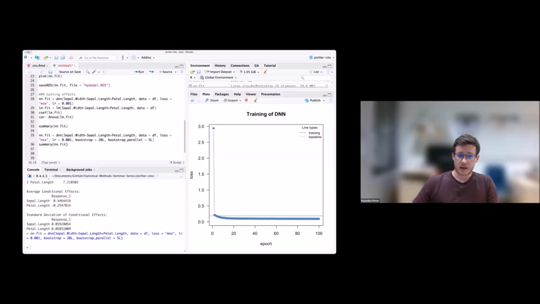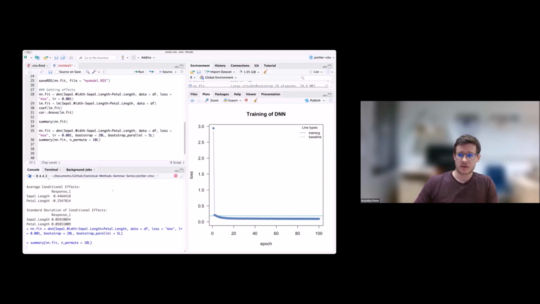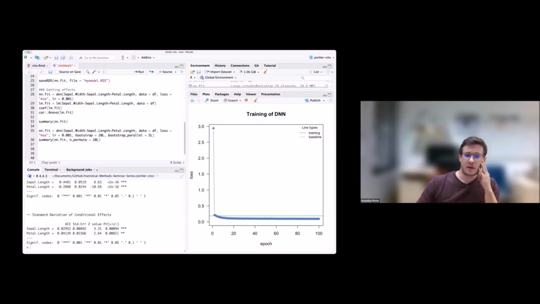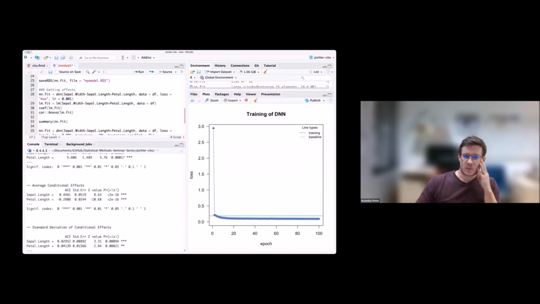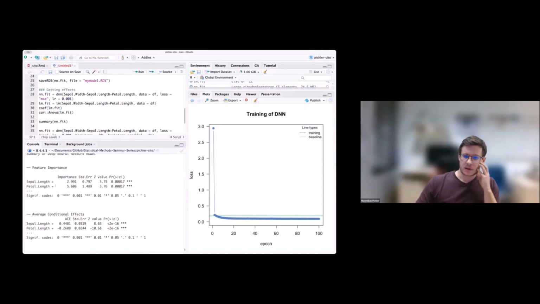So we can run a summary again. I'm just going to change here the number of permutations that are used in this feature importance. You can ignore it, it just speeds things up. And now we see that we have these tables again, but we also have the standard errors for the feature importance, and also for the average conditional effects.